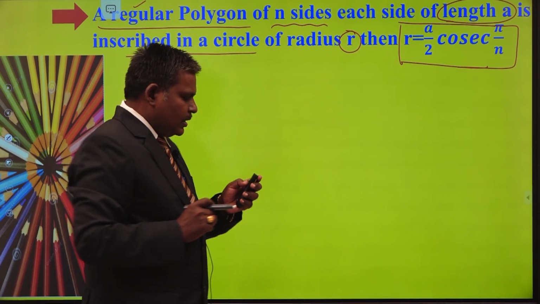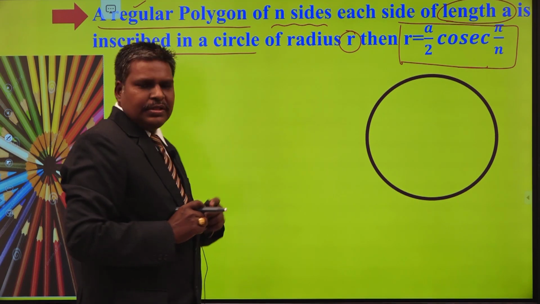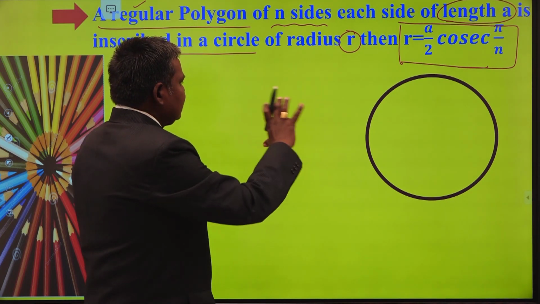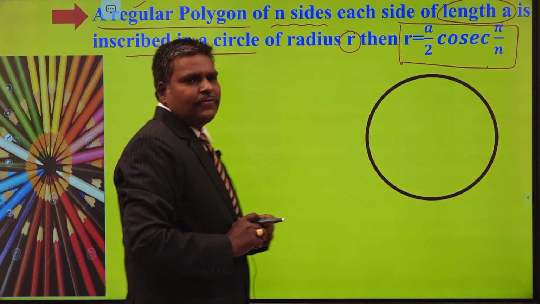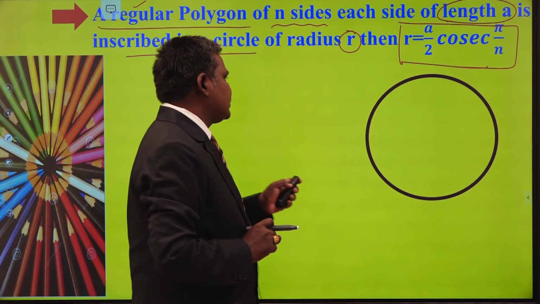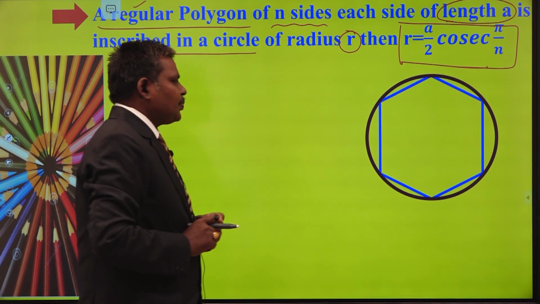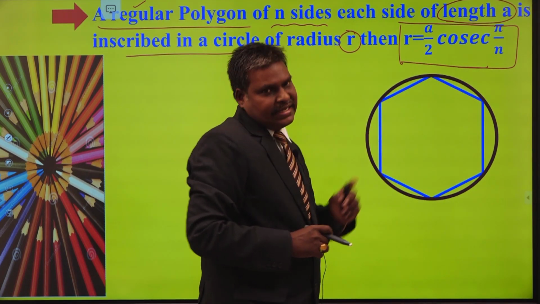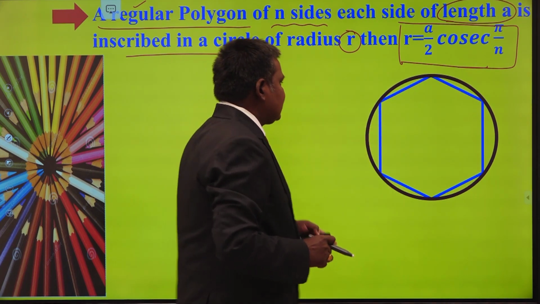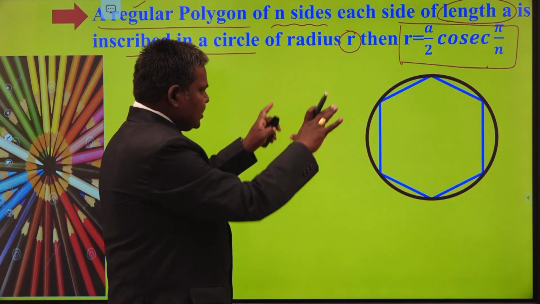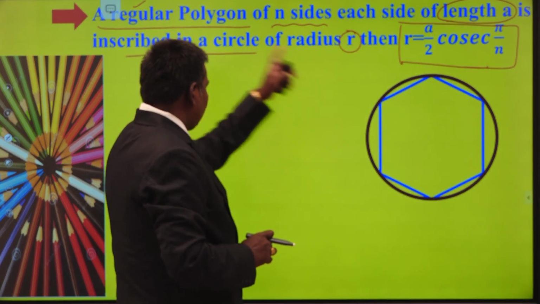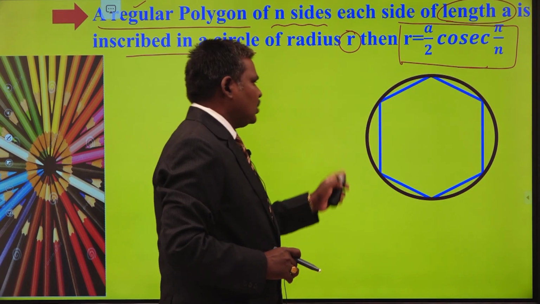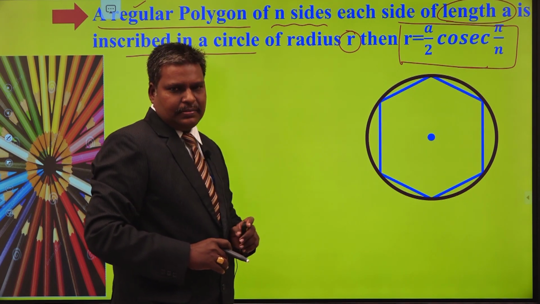Once you draw the figure, let us try to draw the figure. This is your circle of radius R units. Now I am going to insert a regular polygon, each side of length A units. See here, this is a regular polygon. For the sake of convenience, I am showing only 6 sides here. Actually, it has n sides. If I draw an n-sided polygon, it is difficult to see the figure. That is why I am just taking 6 sides. So the number of sides in the regular polygon is n, say, but I am showing here 6 only. This is the center of the circle.